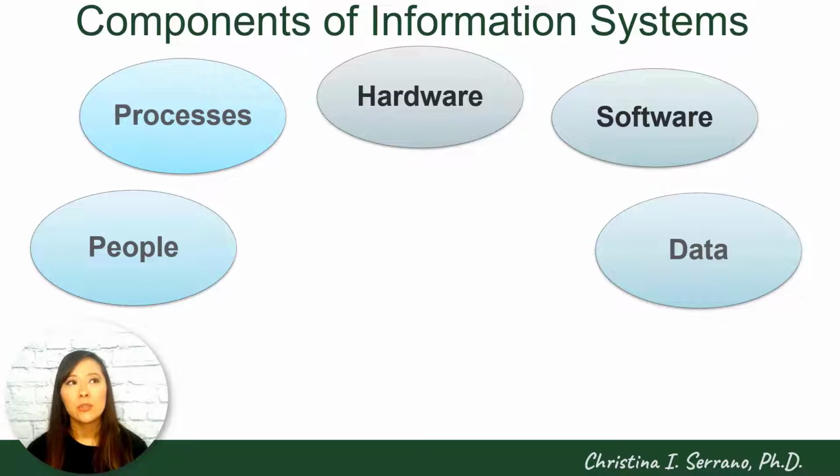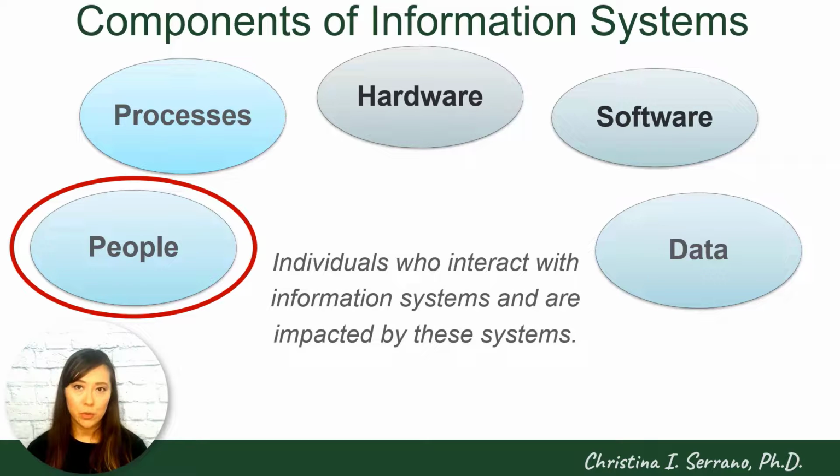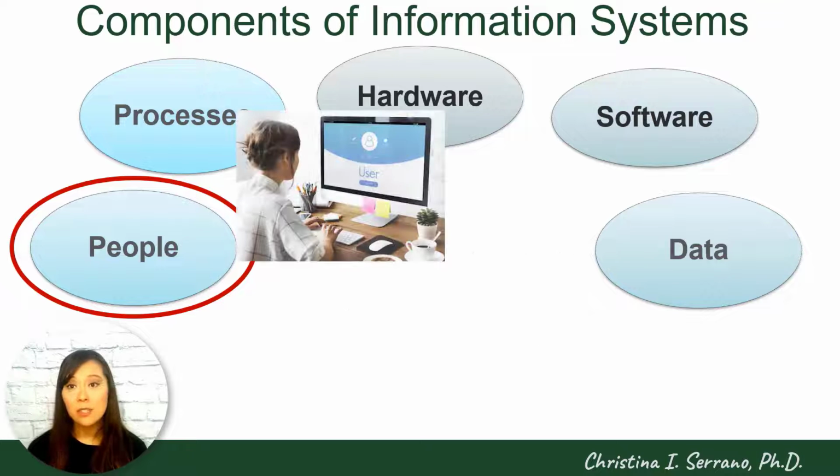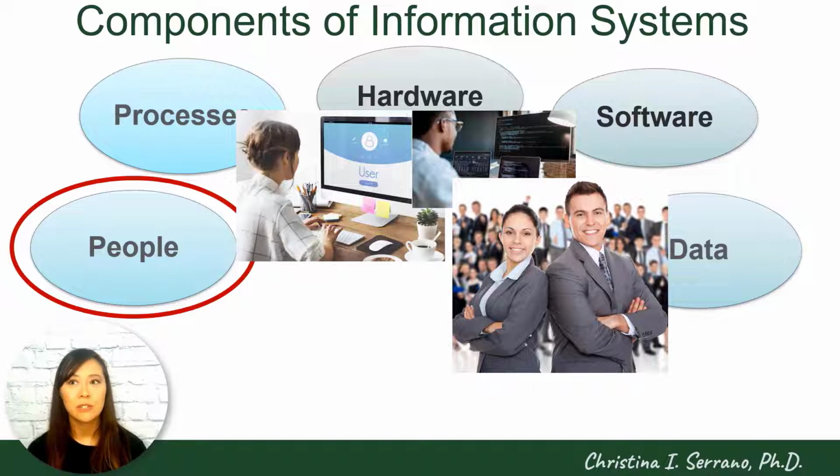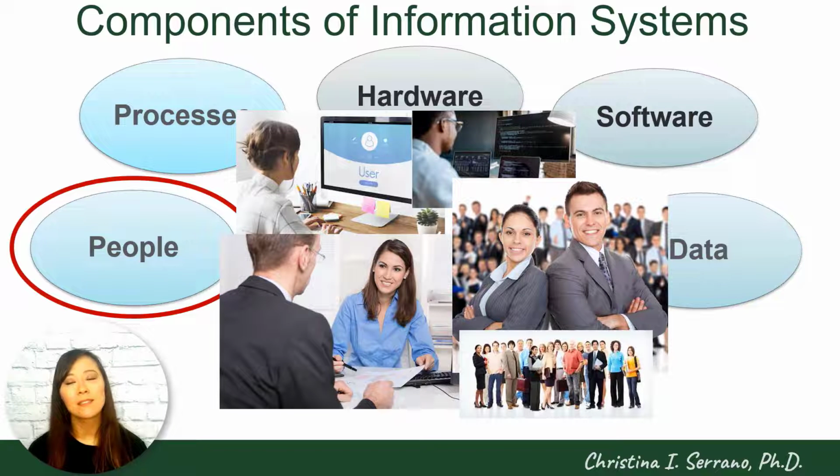Before getting into an example of an information system, let's briefly cover each of these components. Let's start with people. These are the individuals who interact with information systems and are impacted by these systems. They can be end users, designers, developers, managers, consultants, employees, customers, or anyone who will be affected by the information system.